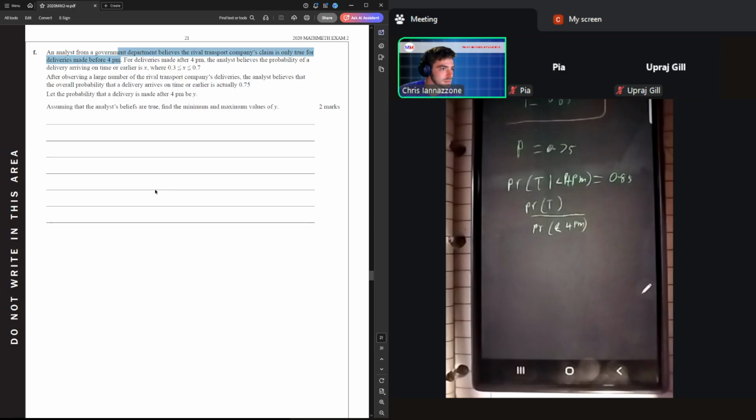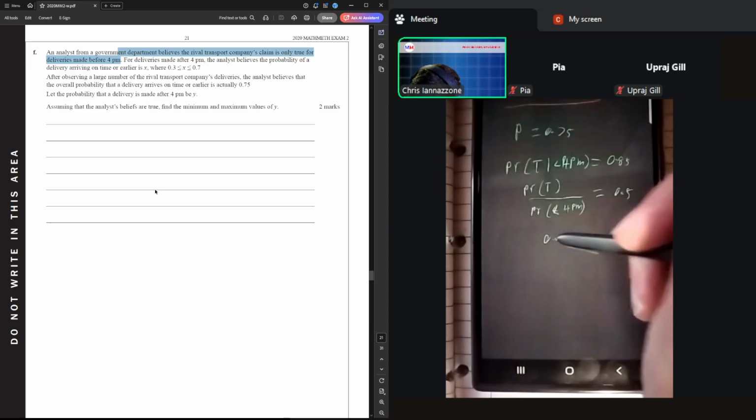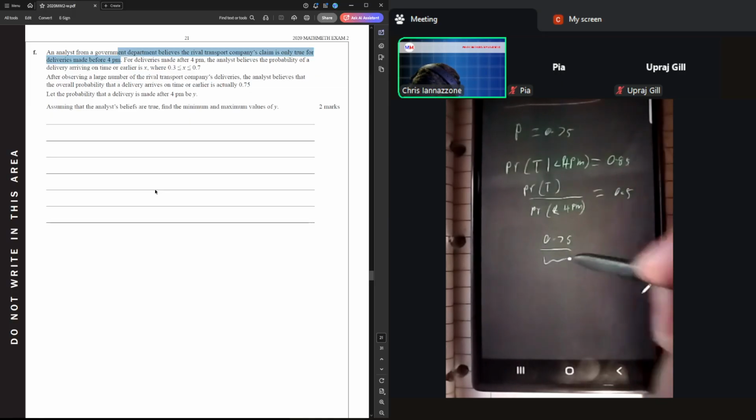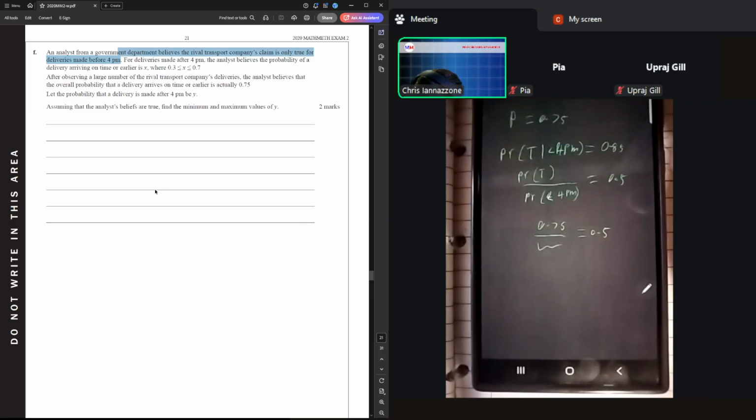Were we told anything about the likelihood of whether it's before or after 4 p.m.? Not really. We could find it actually, because probability of on time, that's this 0.75. And let's believe the overall probability of on time or earlier. Okay, so now we have 0.75 over all that is equal to 0.85. I don't know how that changed.